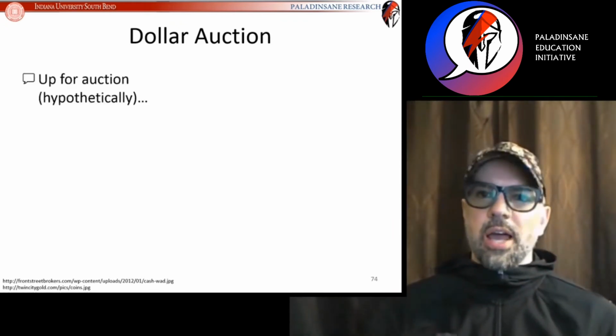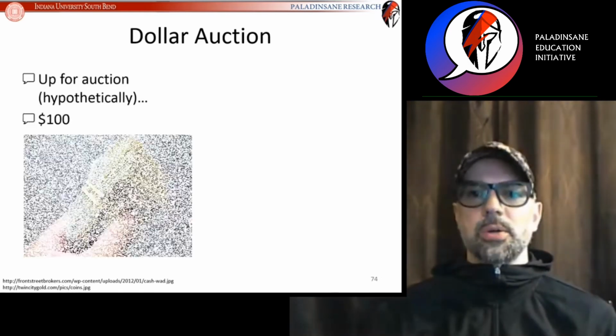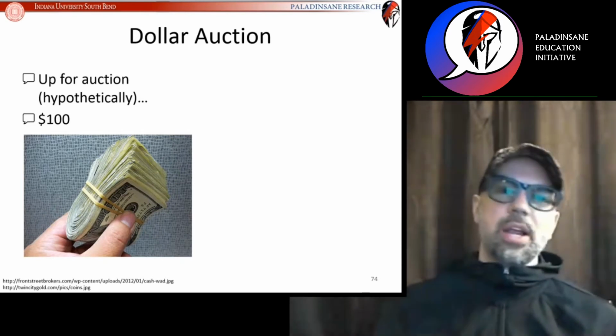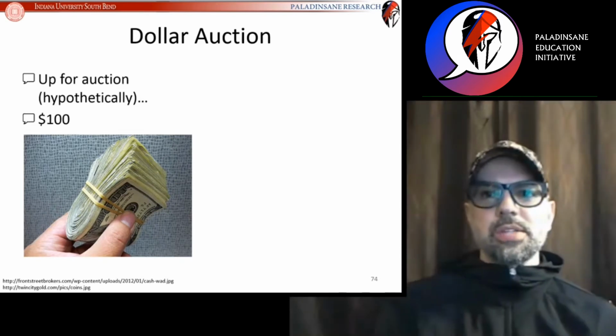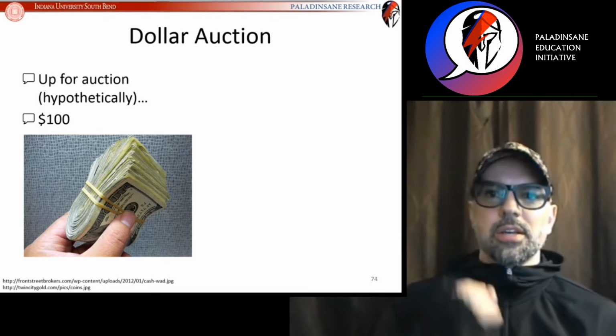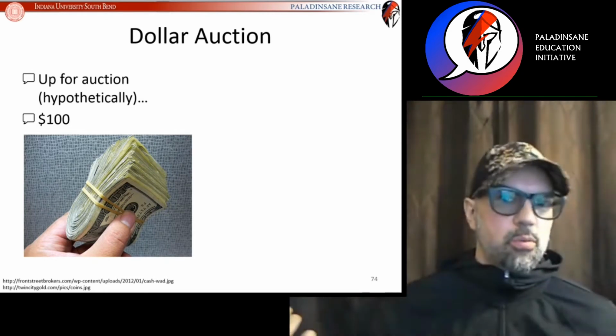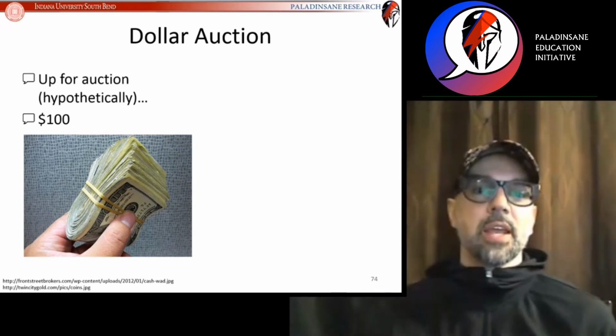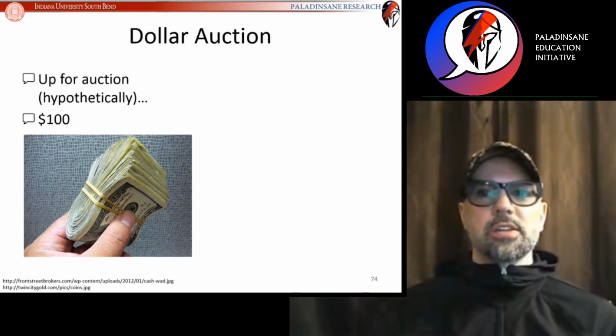So up for auction, hypothetically, let's say that you go to an auction and one of the items on the auction is $100. Just straight up $100. Now we're using this so that we know exactly the value of $100. So $100 is worth $100, right? So it's worth $100 to everybody, right? So up for auction, $100 in cash.